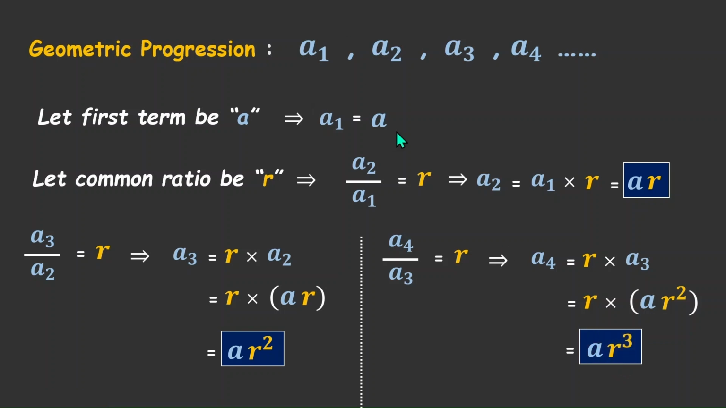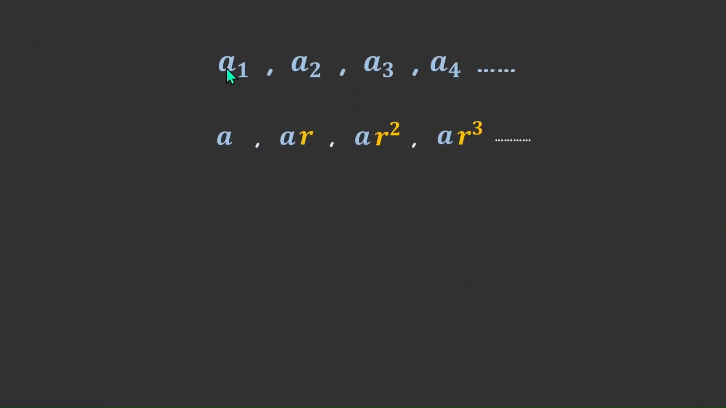So we got the relation of a1, a2, a3, a4 in terms of a and r. Let's write it: a1 as a, the first term, a2 as a into r, a3 as a into r squared, and a4 as a into r cube. Now there is a pattern that we can see here. The pattern clearly shows that whatever my nth term is, its value would be a, the first term, multiplied by r raised to power n minus 1.